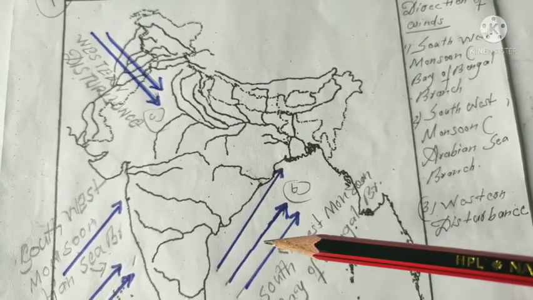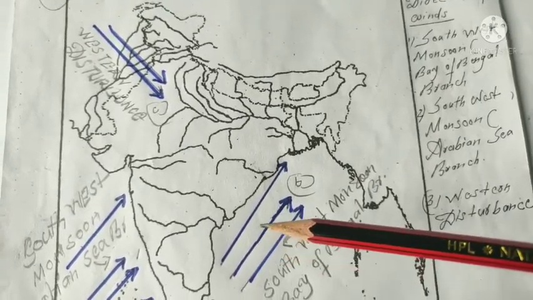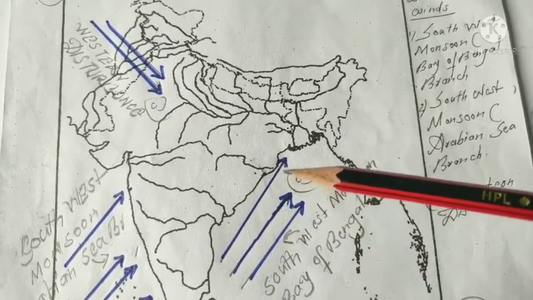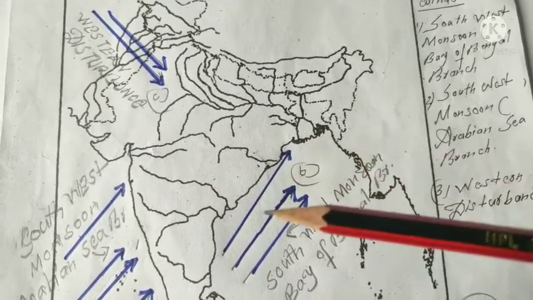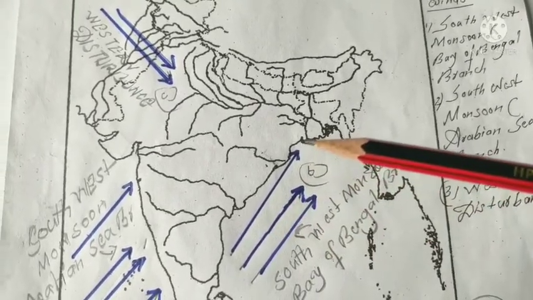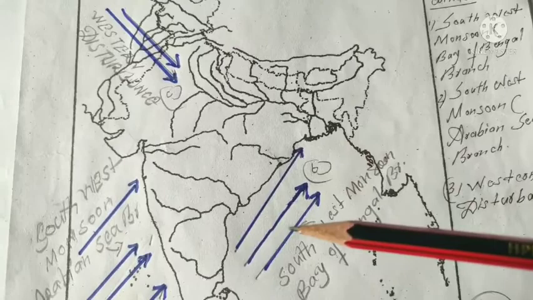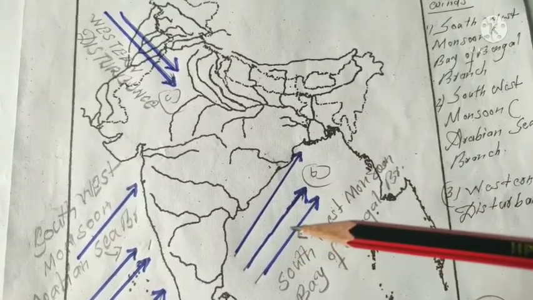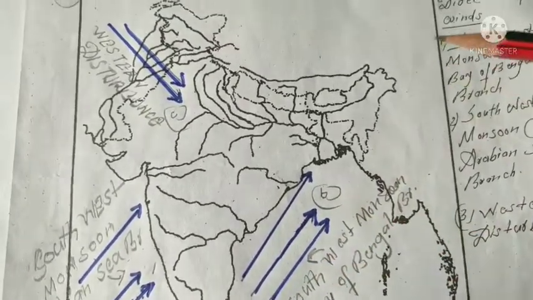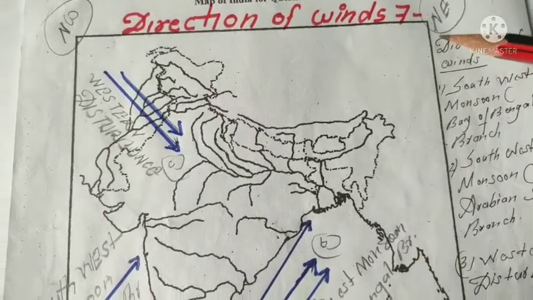But if you are asked in the examination to name the wind that gives rainfall to Kolkata, Kolkata is here, so you have to draw one more arrow like this to Kolkata. One more instruction is that this arrow's head is always pointing towards the northeast side, otherwise you will not get the mark.